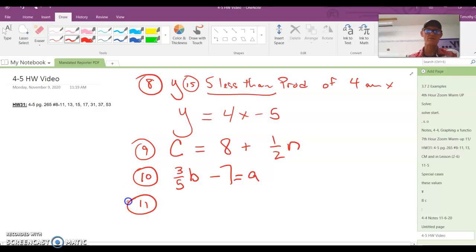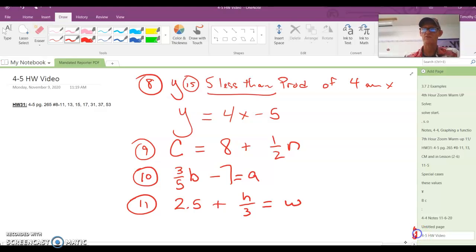So 11 says 2.5 more than the quotient of H and 3 is W. So 2.5 plus the quotient of H and 3 means this. H and 3, "is" means equals, is W. So those are your 4 rules from the sentence. Okay?